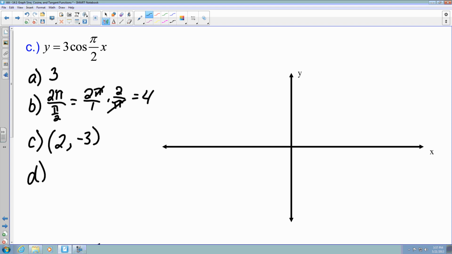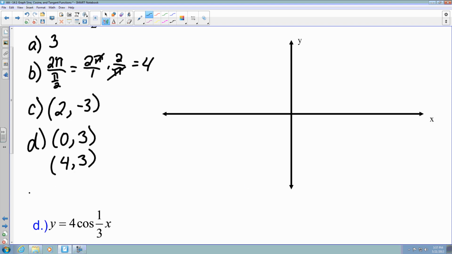For the maximum, we're looking for 2 coordinates because it's cosine, and it's going to be 0, comma a, which is 3, and then the next one is going to be the period, comma a, which happens to be 4, comma 3.